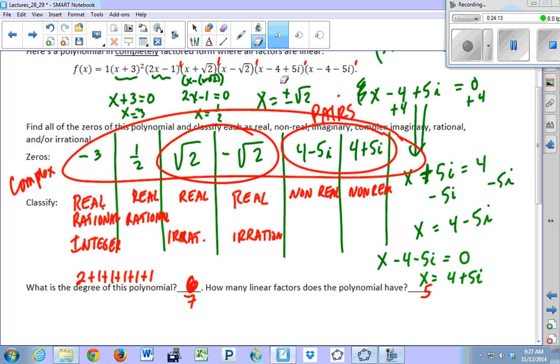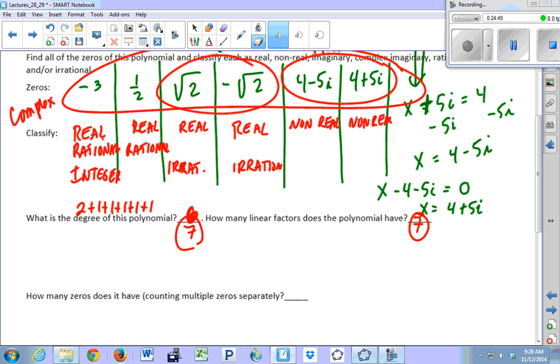I've written this in a compact way, but if I wrote it out, how could I write x plus 3 squared out? X plus 3, x plus 3. And if I did that, how many linear factors would I have? If I wrote this out the long way, x plus 3, 2x minus 7, right. So folks, if you don't write it out using exponents compactly, then your number of factors is exactly the same as the degree of your polynomial, and the number of zeros you have counting multiple zeros separately.